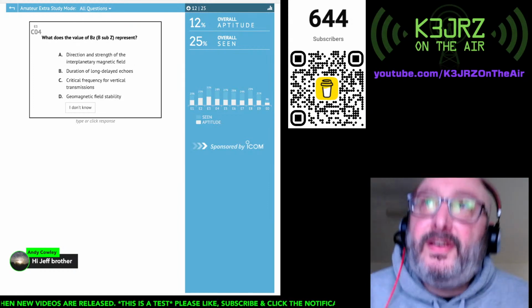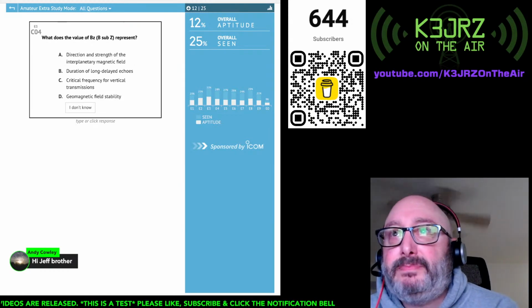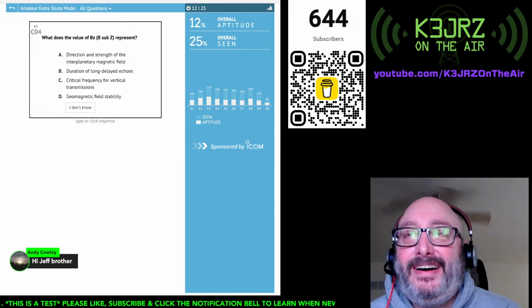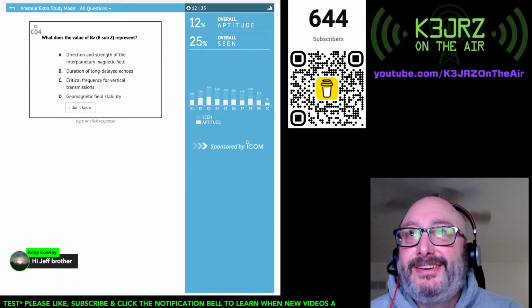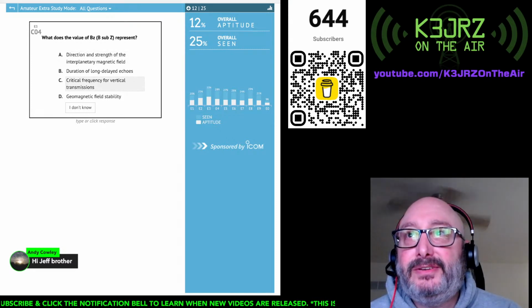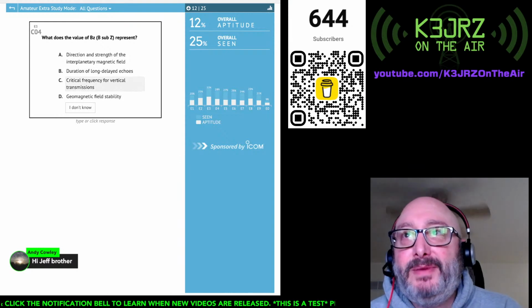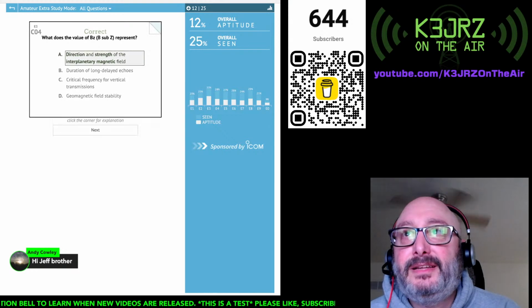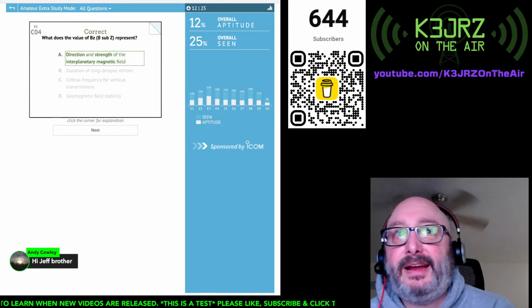What does the value of B sub 0 represent? I saw this the other day. Direction and strength of interplanetary magnetic field. But I don't remember what the answer was. Yep, direction and strength. I kind of remember that.